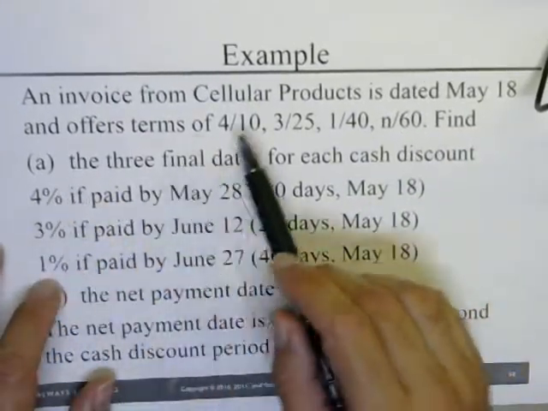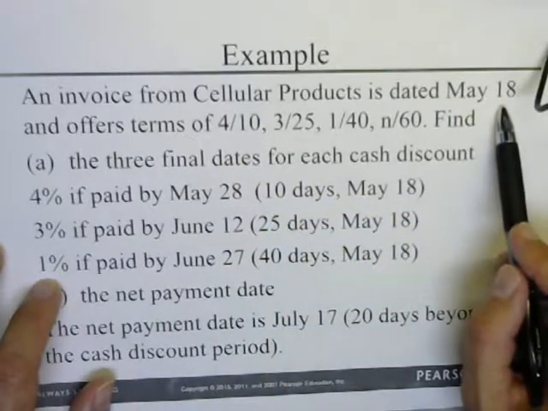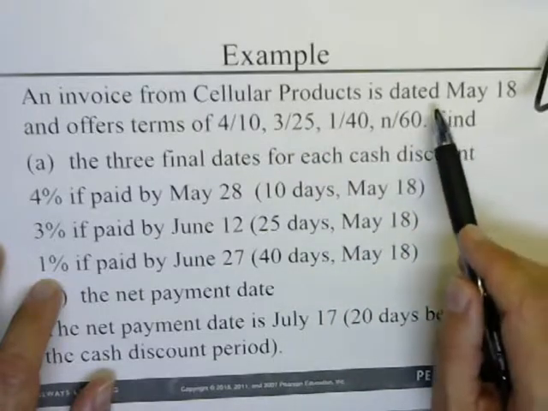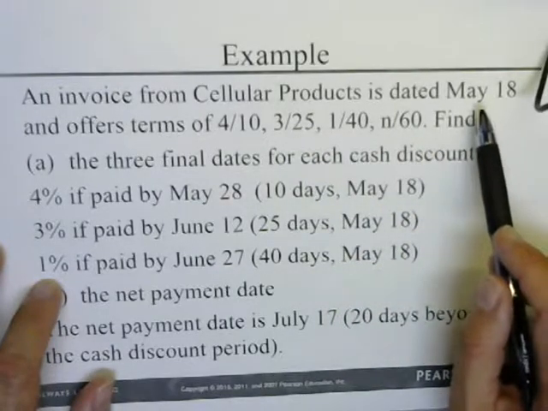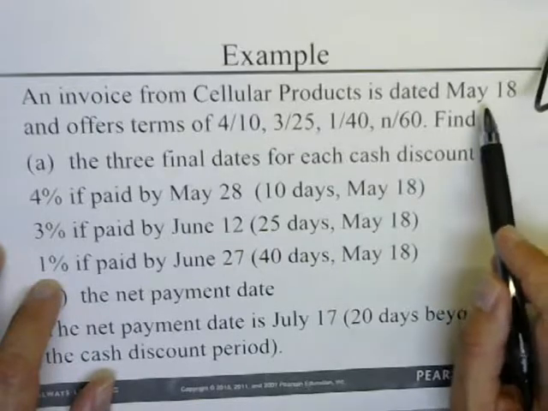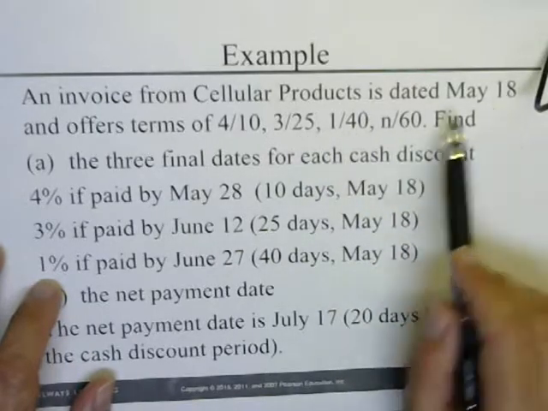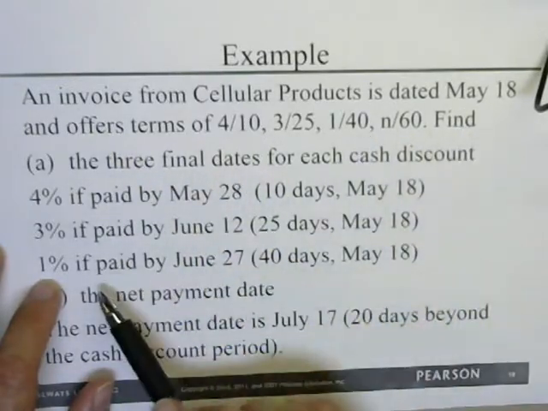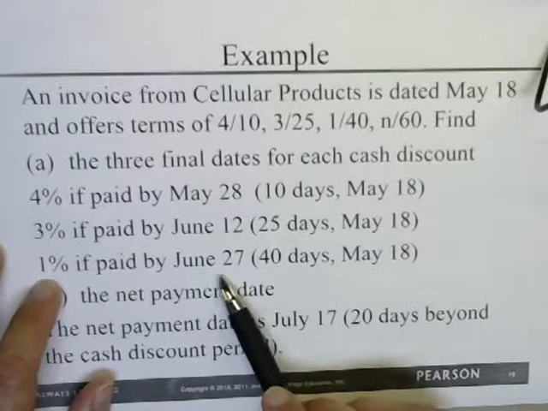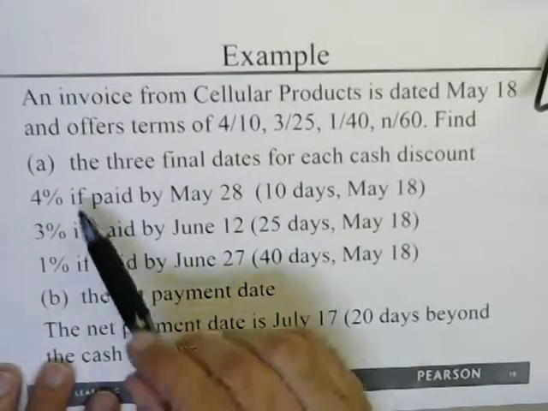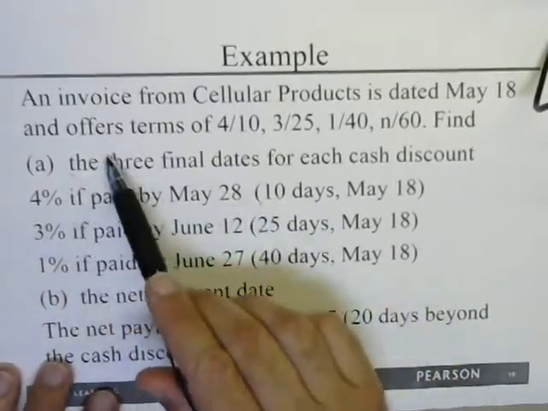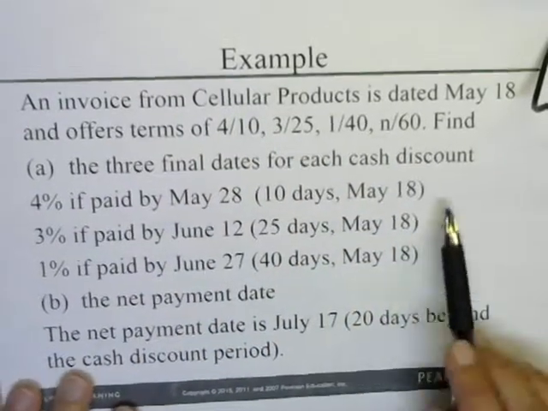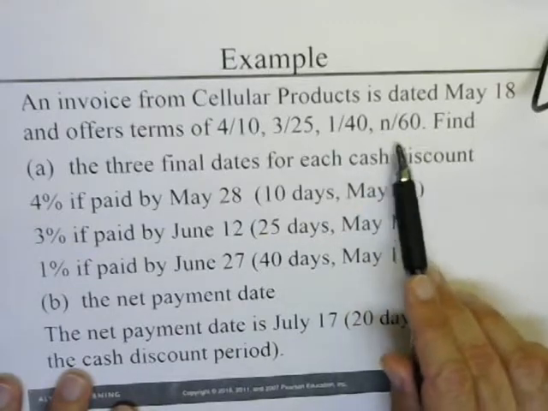So find the dates. What's 10 days after May 18th? Well, that would be May 28th. What's 25 days after May 18th? Well, 25 days after May 18th would put you sometime into June, so that would be June 12th. And 40 days after May 18th also would be sometime in June. That would be June 27th. And again, it's not asking you to calculate the net payment. It just wants you to find the 3 dates for the discounts. And then the final payment would be due by the 60th.